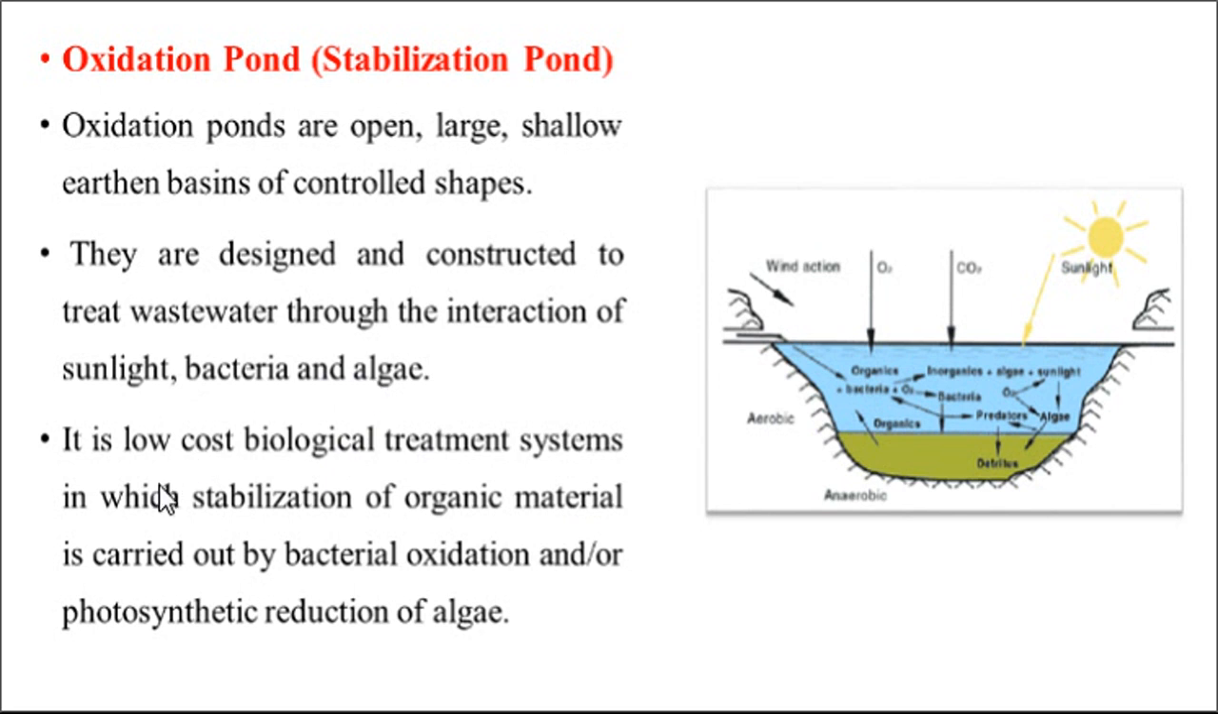It is a low cost biological treatment system in which stabilization of organic material is carried out by bacterial oxidation and photosynthetic reduction by algae. So bacterial oxidation takes place, and second one is the photosynthetic activity of algae. So these two main things due to which the treatment of wastewater takes place in oxidation pond.